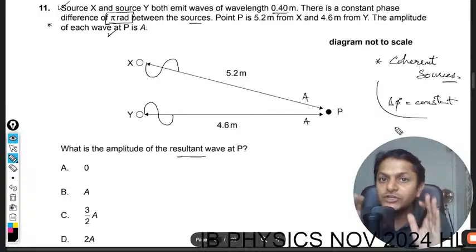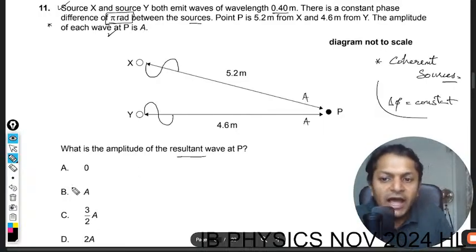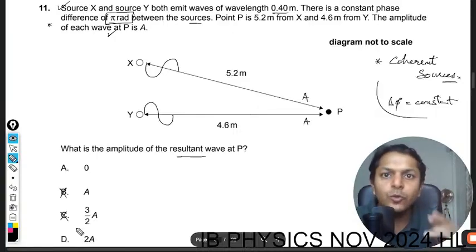Now let us move to the question back again. So when I see these options, first of all, I can clearly cut B and cut C. Why? Because in IB physics, in your syllabus, there are only two cases which are taught to you. One is constructive interference, another is destructive interference.